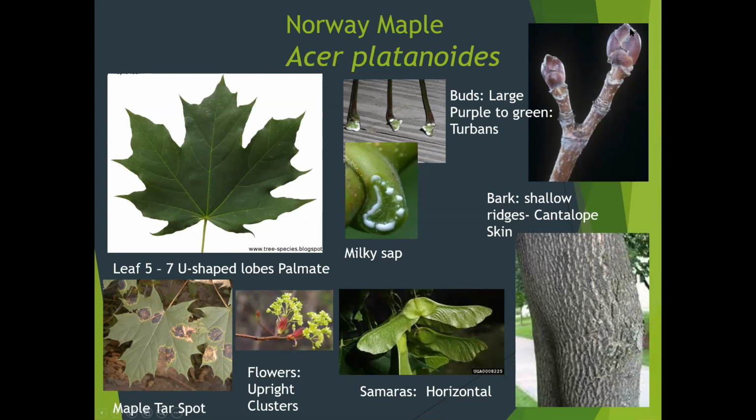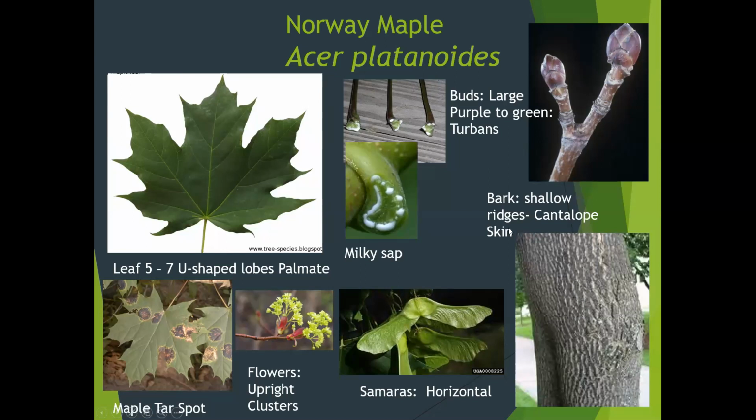They can be greenish to this purple color. So their color is a lot different. And then, of course, the bark has these shallow ridges. From a distance, it almost looks like cantaloupe skin. I always think of it as looking like cantaloupe skin. So you don't get those big irregular strips that you see on the sugar and red maple. You get these furrows, and they have a kind of pattern to them.